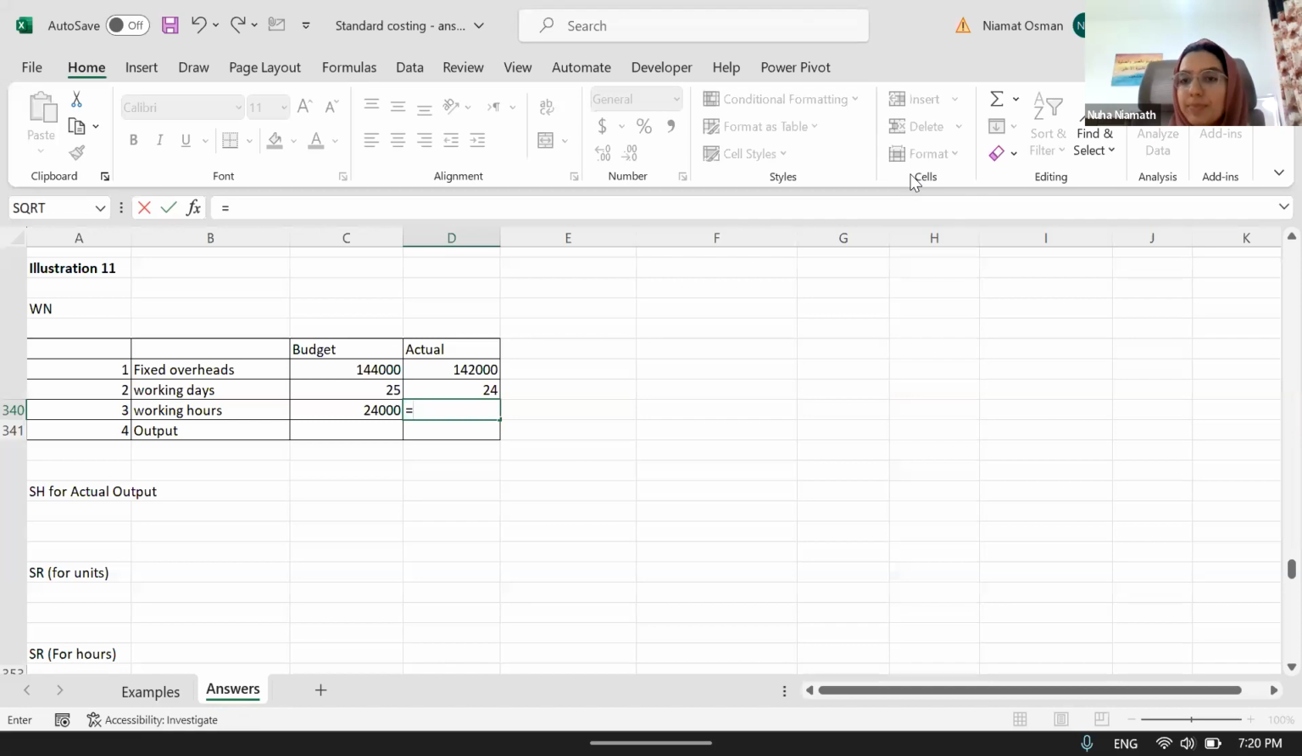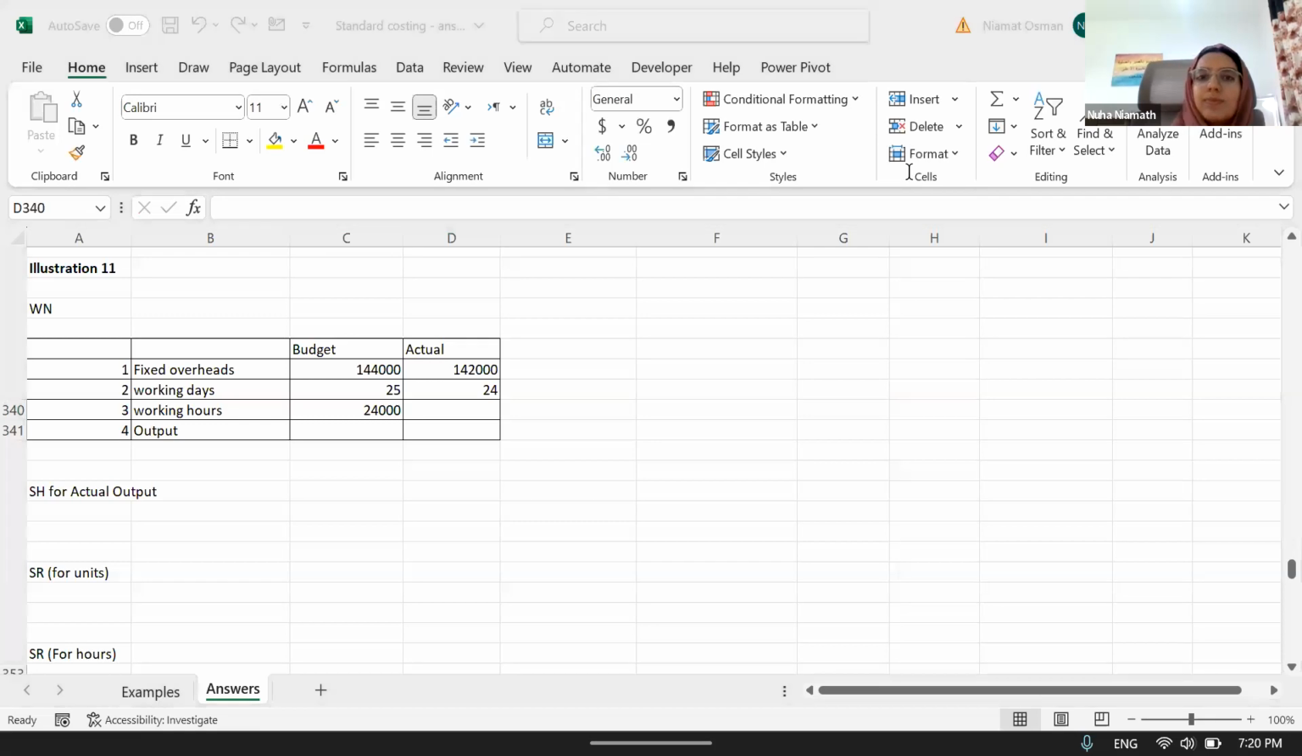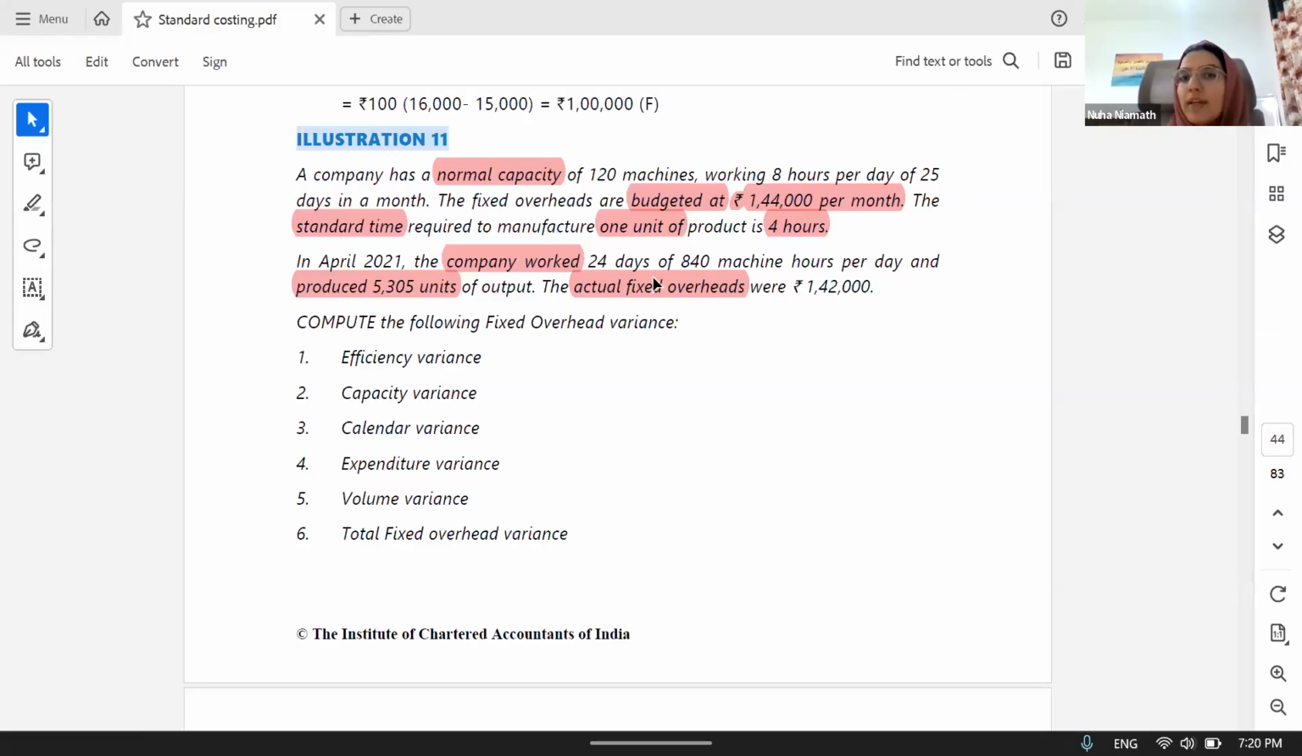Come on, somebody in the chat box. You have the question in front of you. How will you calculate the actual hours? So you know we have 840 machine hours per day. You know what is 840 machine hours? Perfect, Neetu. 840 into 24. So what is 840? 840 machine.